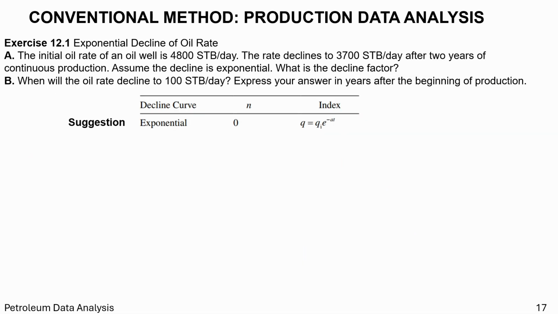The slide shows the exponential equation and exercise 12.1, about an oil well declining from 4,800 stb/day to 3,700 stb/day over 2 years, asking for the decline factor and the time to reach 100 stb/day. Can you answer?